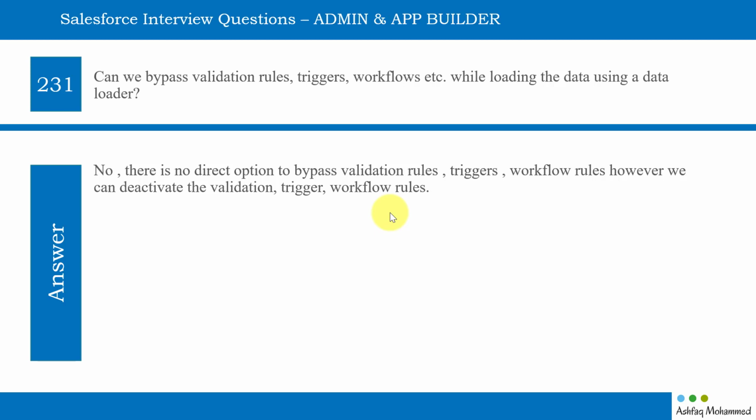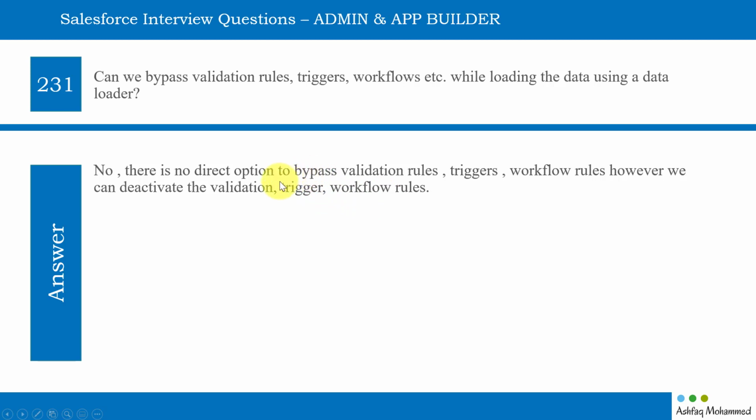The same applies to triggers. We want to make sure whether the trigger should run or not. And workflow rules are the same thing. So can we bypass them? There is no direct way using the data loader, but if you ever want that, you can go and deactivate the validation rules, triggers, and workflows.